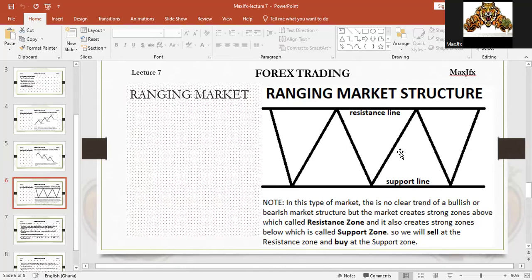So we will sell at the resistance zone and buy at the support zone. Yes, it's in a range. It means the market will go up, come down, go up, come down. At the upside, that's the resistance line, we'll be selling. And when it gets to the support, we'll buy. Because at the resistance line, price is expensive, so we'll sell. And when it gets to the support, price is cheap, so we buy. That's what we are going to do until the market changes its direction or condition.